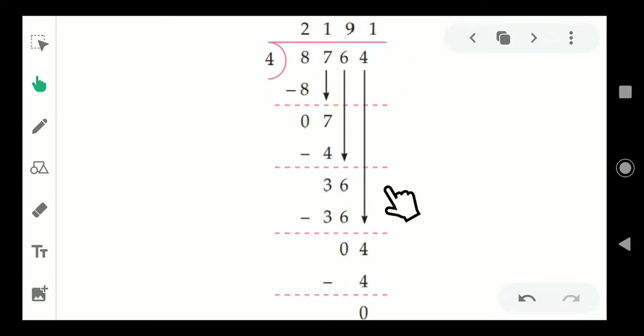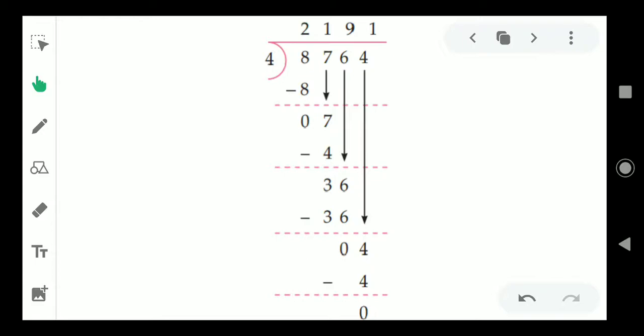Take the next digit down. 4. In 4, how many 4s are there? Only 1. 1 into 4, 4. 4 minus 4 is 0. So how much is the quotient? 2191. The remainder is 0.